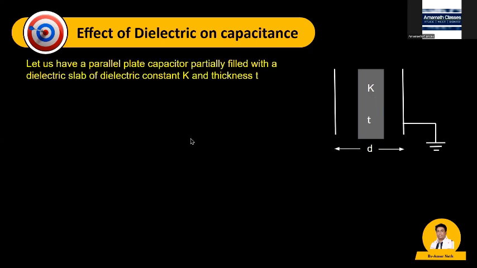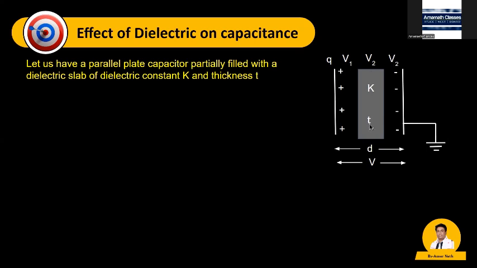So let us have a parallel plate capacitor partially filled with a dielectric slab of thickness T and dielectric constant K. As you understand, the potential of this left plate is, say, V, because I have given it a charge Q, and the other plate will be 0, with negative Q developed there. Here the potential is 0, so the potential difference is V. That V will be divided into three parts: V1 here, V2 here, and V3 here.